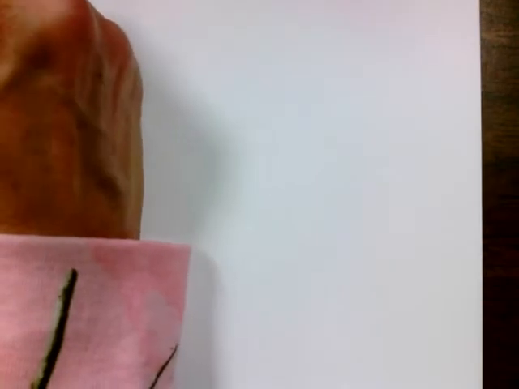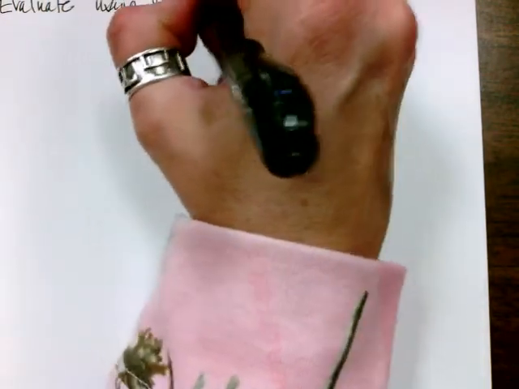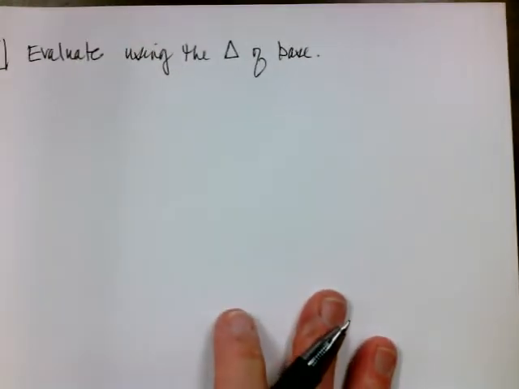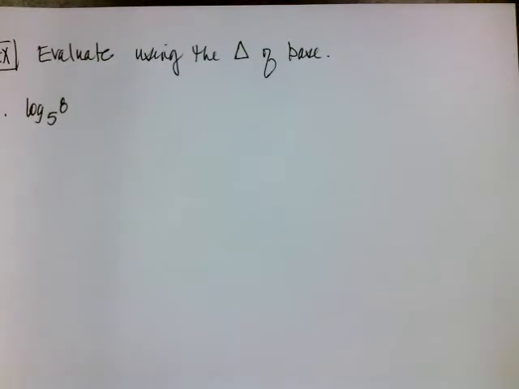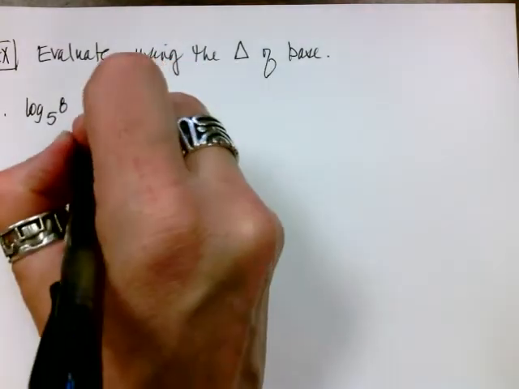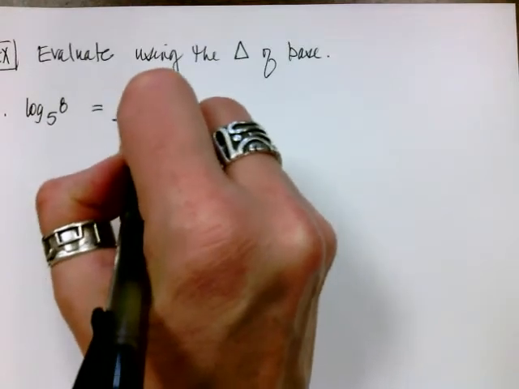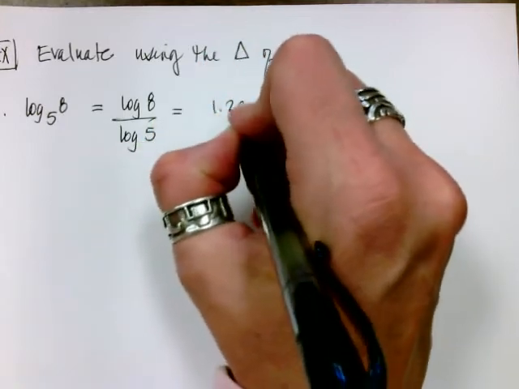All right, let me do a couple more change of base examples for you, and then I'll give you your problems. All right, so evaluate using the change of base. The first one is going to be the log base 5 of 8. Since they've already used log, I'm just going to stick with the log. It really doesn't matter which you use, because you saw in the last example that I get the same answer either way. So on this one, I'll just do it with logs, and I would get 1.292.